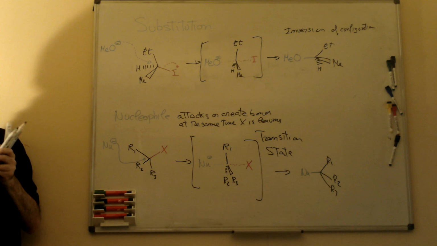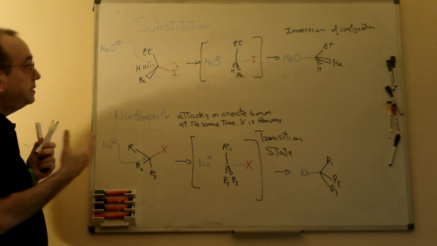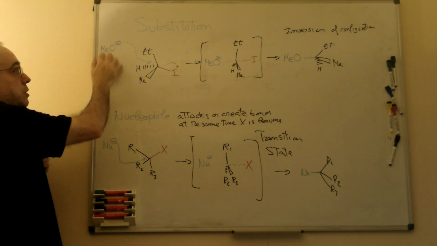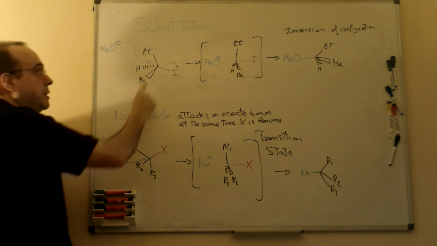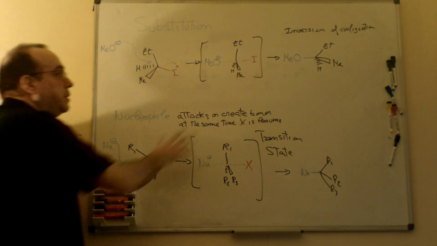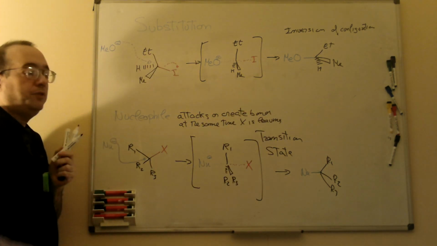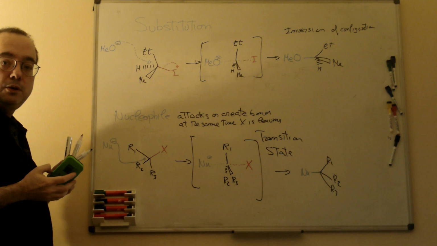Okay? This is the most important. We have the reaction forming the bond between the nucleophile and the carbon at the same time that we are breaking this bond. We form this transition state, and then we get an inversion of configuration. Okay?